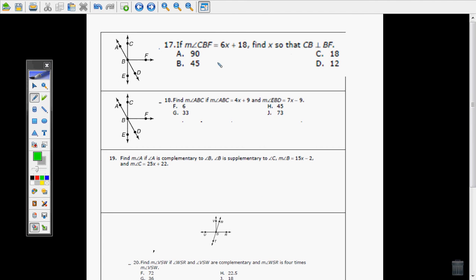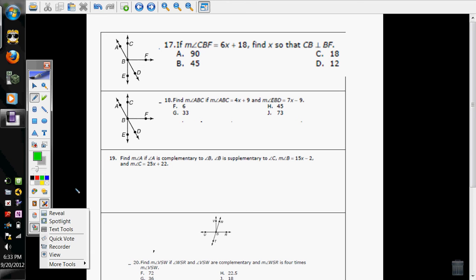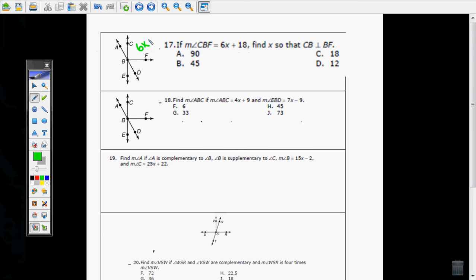Problem number 17, we're using the same figure, but now they give us some information. But now they're giving us a different task. We are told that if the measure of angle CBF is 6x plus 18, let's label that on the picture. It's talking about this little guy right here, that angle. Find x so that CB is perpendicular to BF.